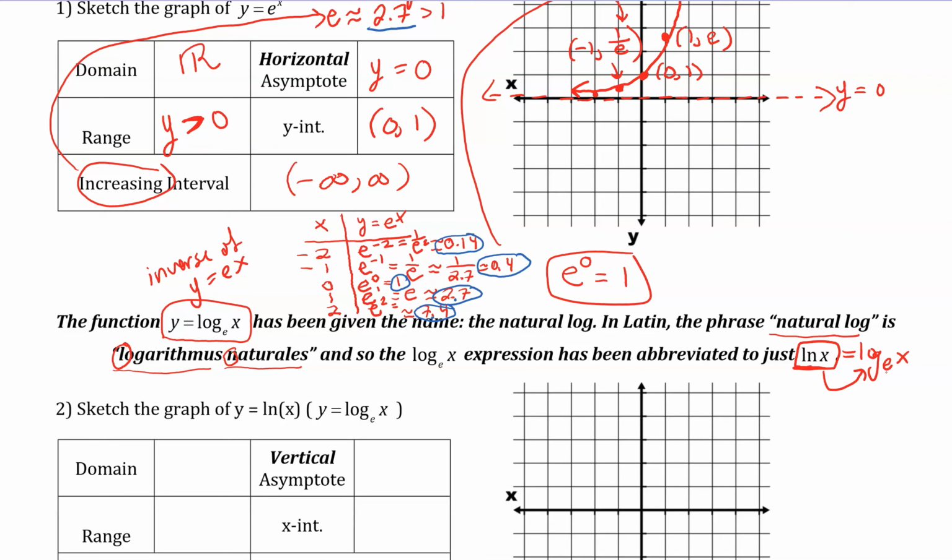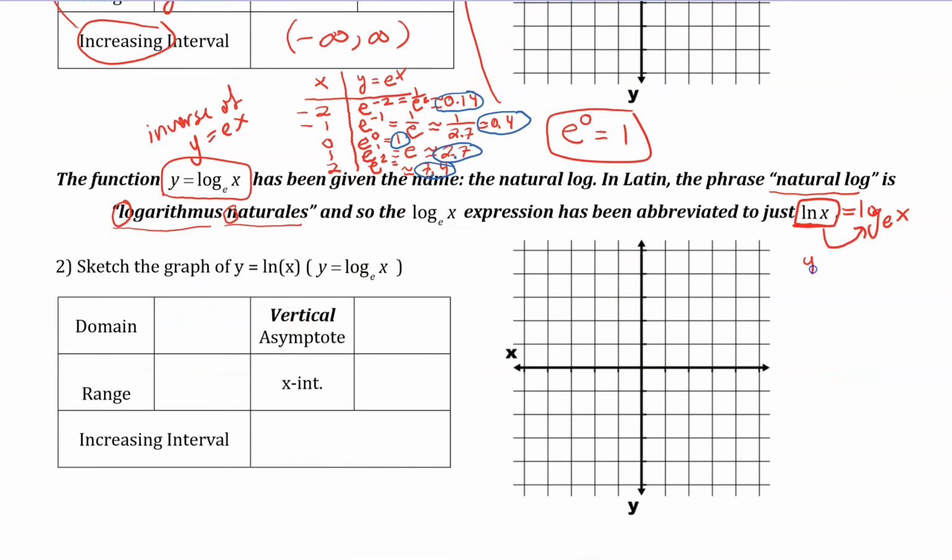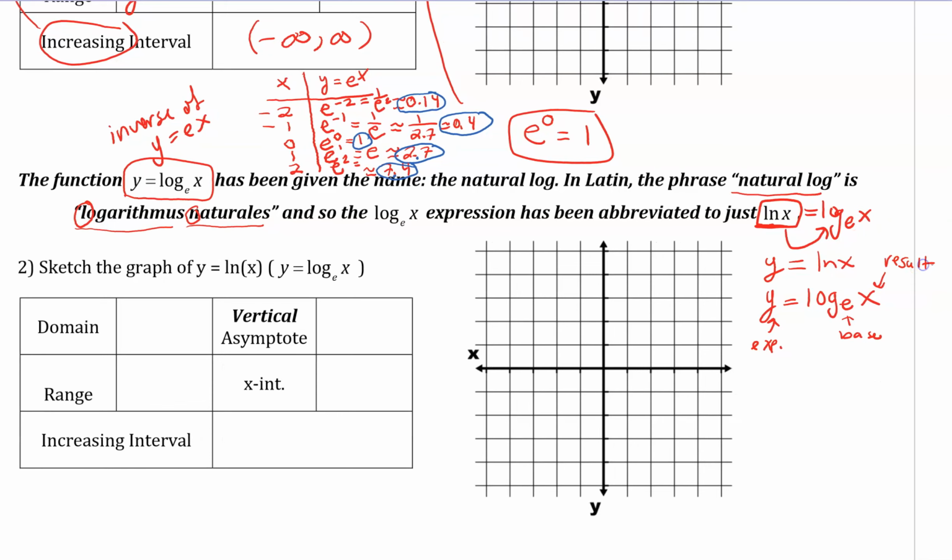But the nice thing about it is because it does occur in so many types of growth and decay in nature, it's pre-programmed into pretty much any scientific calculator and especially into our graphing calculators. So when you see y equals ln of x, you can rewrite it to be log base e of x, and then you can rewrite that in exponential form, right? e is the base, y is the exponent, and x is the result. So if you rewrote it in exponential form, it would look like this. e to the y equals x.